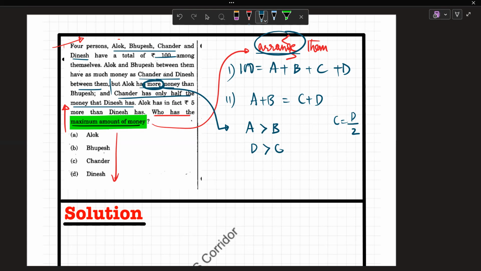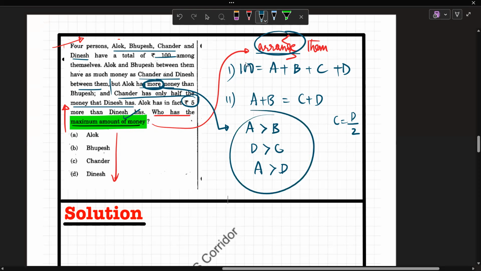Next, Alok has rupees 5 more than Dinesh has. That means Alok has 5 rupees more. That means Alok will have more money than Dinesh, who has more than Chandar. I need to arrange them like yesterday's question.